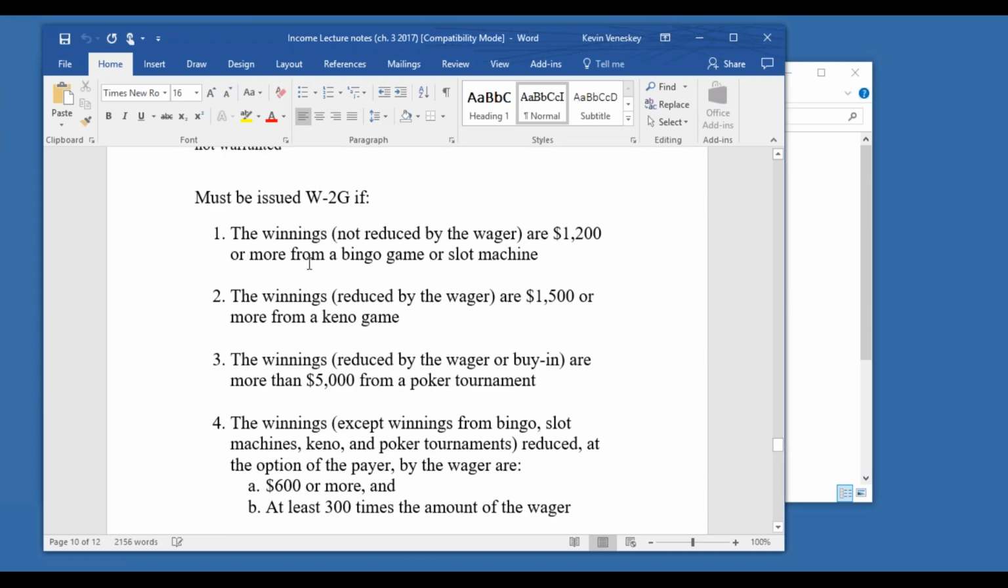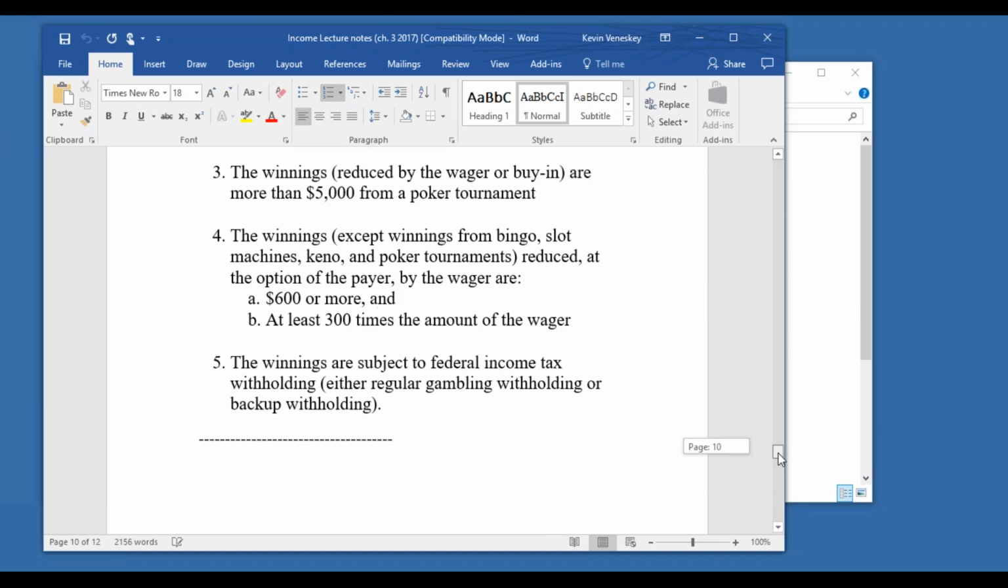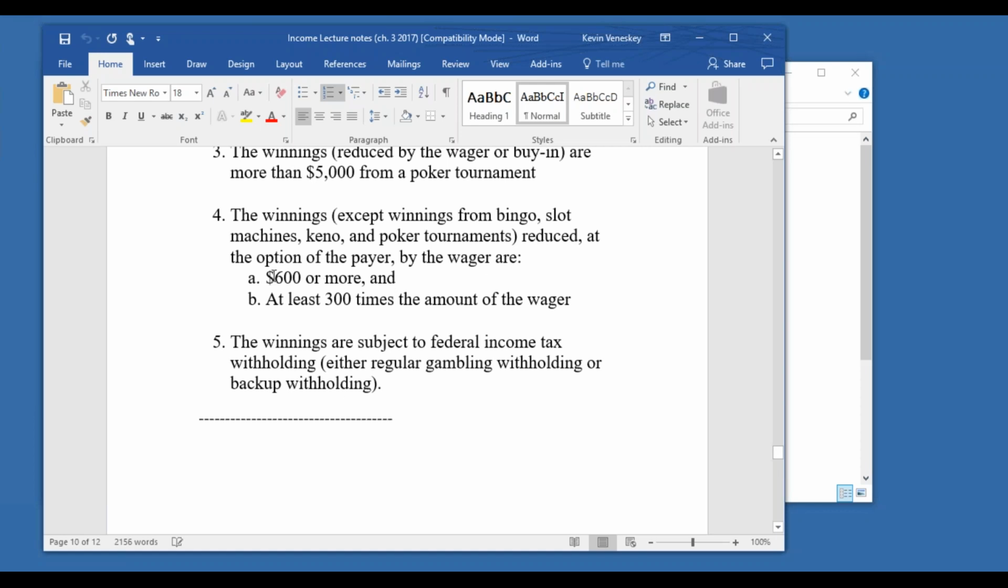Now the casinos, this is just for your extra information. Of course, they're going to know this, but I thought these were important or just fun to know. They will send you that form if you won $1,200 in a bingo or slot machine, $1,500 in Keno, $5,000 from a poker tournament, and then the normal amount is $600 for anything else that's considered. They'll usually take out $600, or if it was at least 300 times the wager amount.